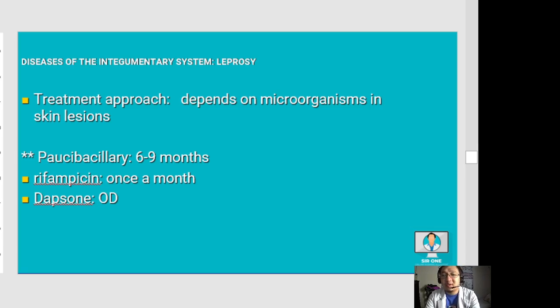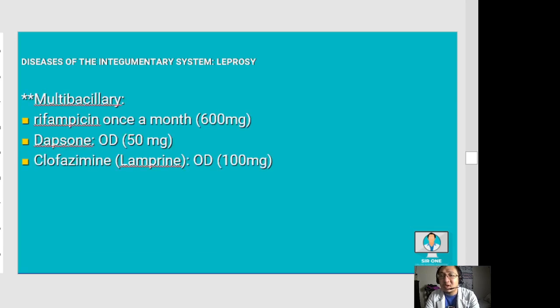Okay, so paucibacillary has a treatment from one source, 6 to 9 months, rifampicin once a month, and dapsone once a day. And usually 6 months is enough once it's treated for dapsone and rifampicin. Treatment approach for multibacillary, rifampicin once a month, 600 milligrams, dapsone once a day, 50. Then clofazimine, lamprine once a day, 100 milligrams. Okay.